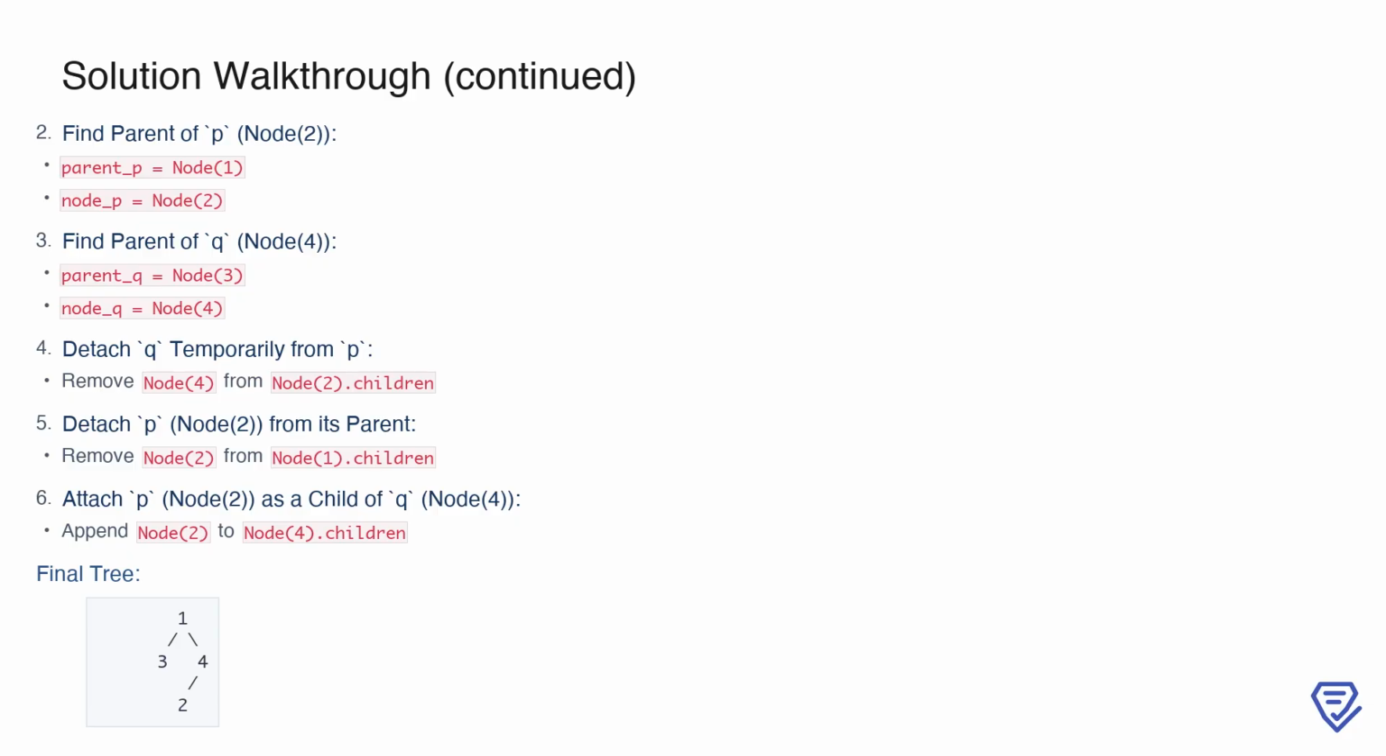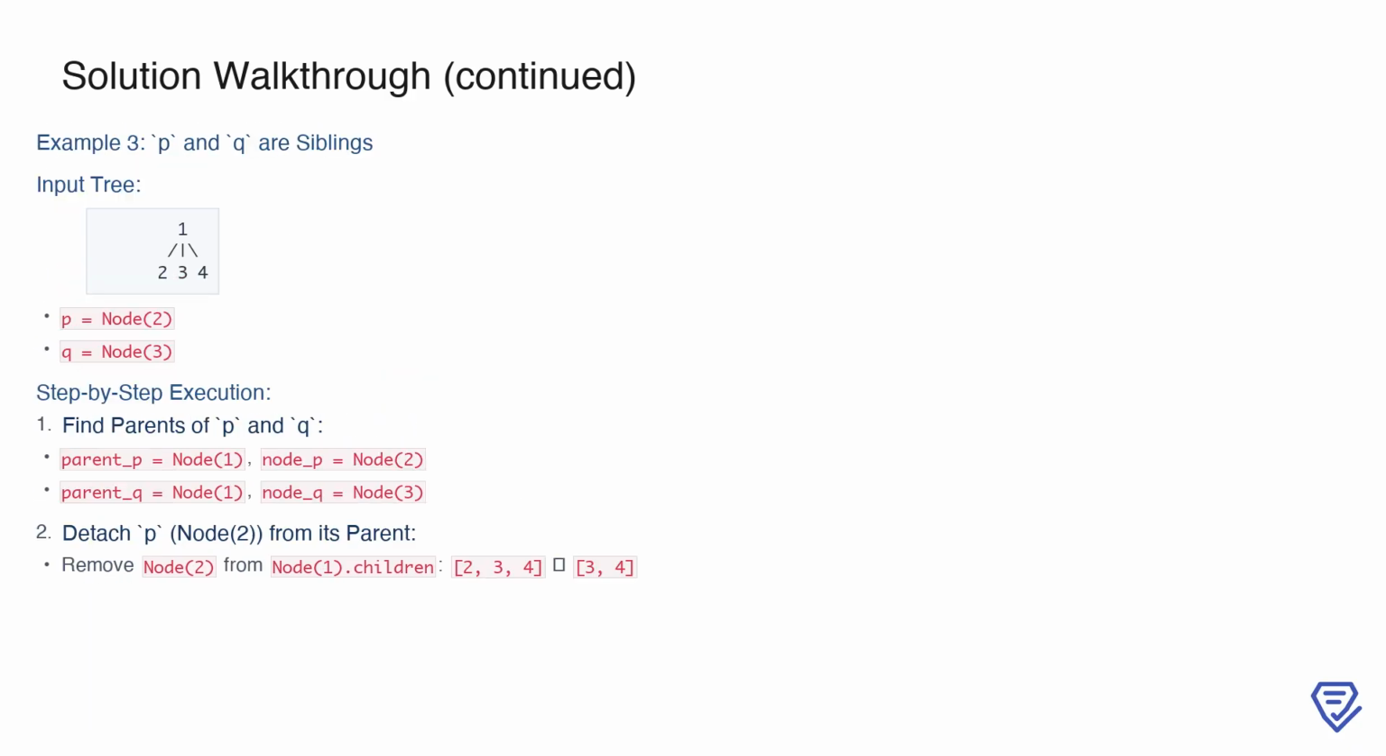Node 4 now has node 2 as a child, completing the move. This example explores the scenario where P and Q are siblings. The input tree has node 1 as the root, with 3 children, nodes 2, 3, and 4. In this case, node 2 is identified as P, the subtree to move, and node 3 is Q, the destination.